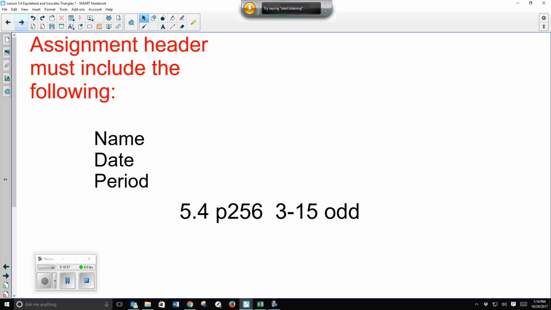A hypotenuse in a right triangle is the side that is across from the right angle.